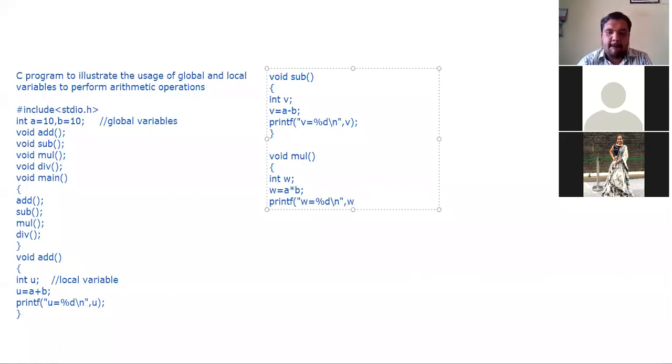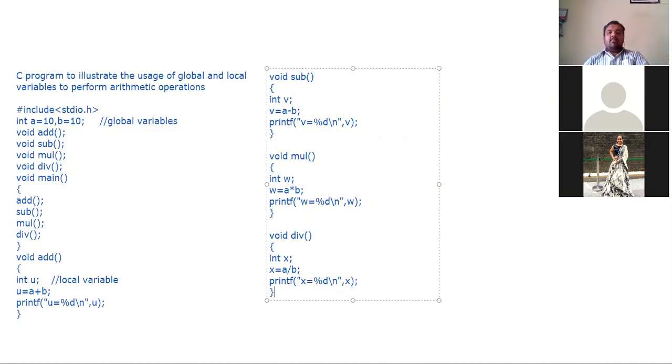At the last, division, void div. So now x is equal to a divided by b. That is int x. x is equal to a divided by b. So printf x is equal to percentage d, comma, the result is present in x. Like this, we can illustrate the usage of local variables and global variables.